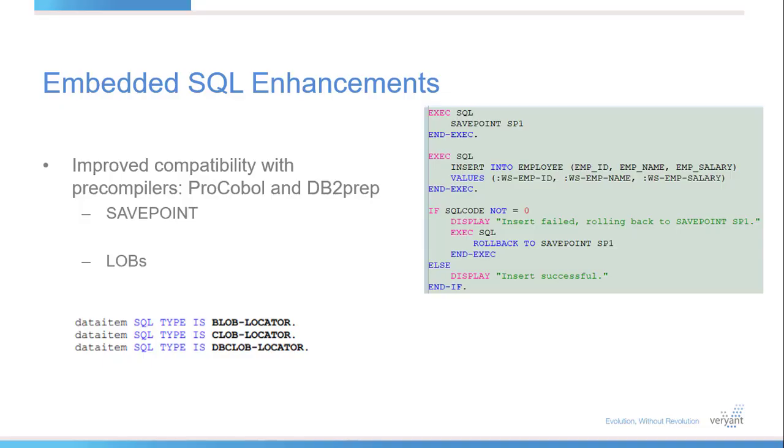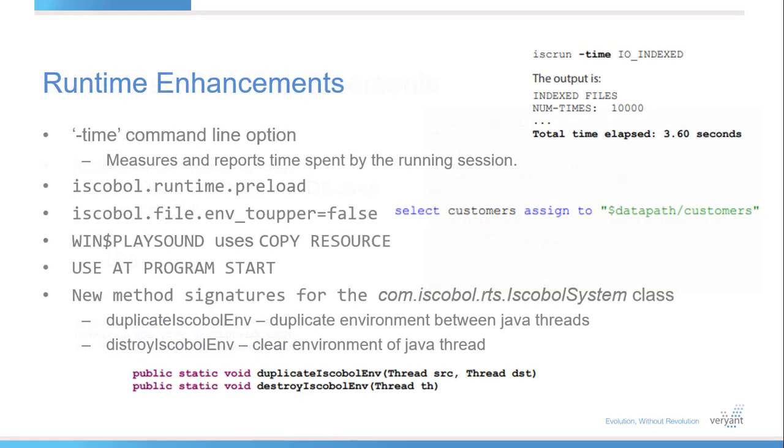We've added new SQL types for large objects, or LOBs. BLOB is used for binary data like images, audio, video, and other multimedia files. CLOB is used for large text documents such as XML or JSON data. DBCLOB is used for double byte character data like Chinese, Japanese, Korean.